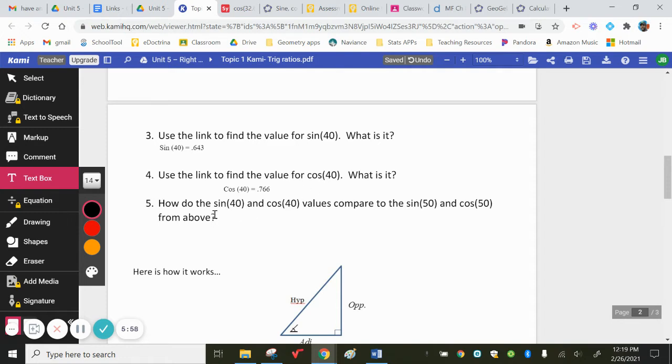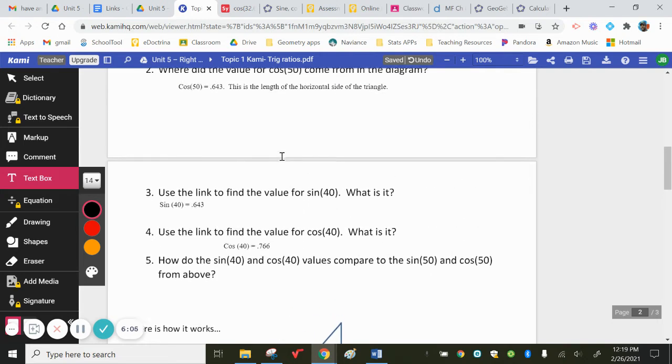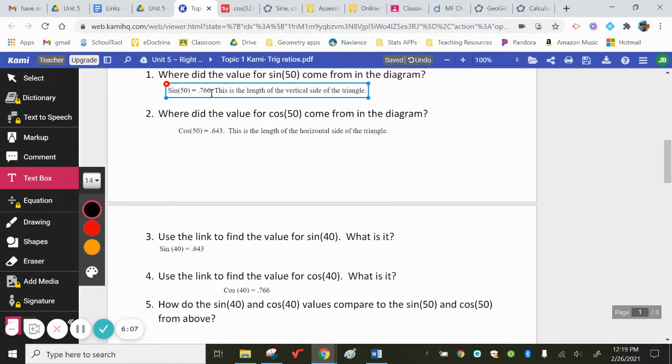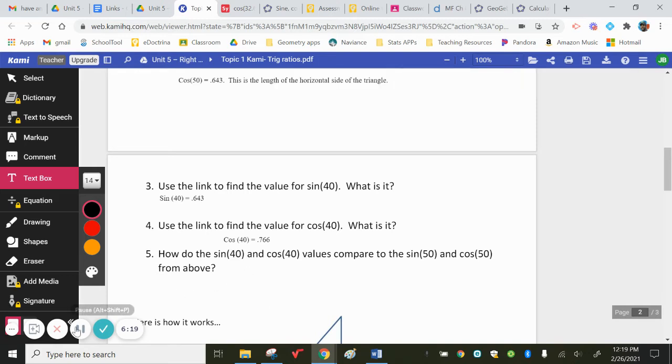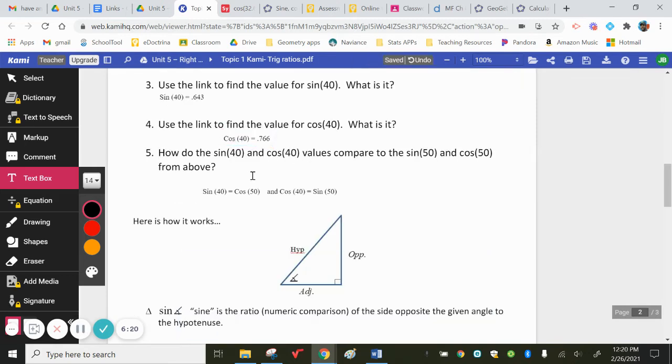Now let's compare. Question 5, I ask, how do sine 40 and cosine 40 values compare to sine 50 and cosine 50 from above? When we look at these, the sine of 50 is 0.766 and the cosine of 50 was 0.643, but then I did the sine of 40 and that was 0.643 and the cosine of 40 was 0.766. So how do they compare? The sine of 40 is the same as the cosine of 50, and the cosine of 40 has the same value as the sine of 50. And there's a good reason for that, because here is how this works.